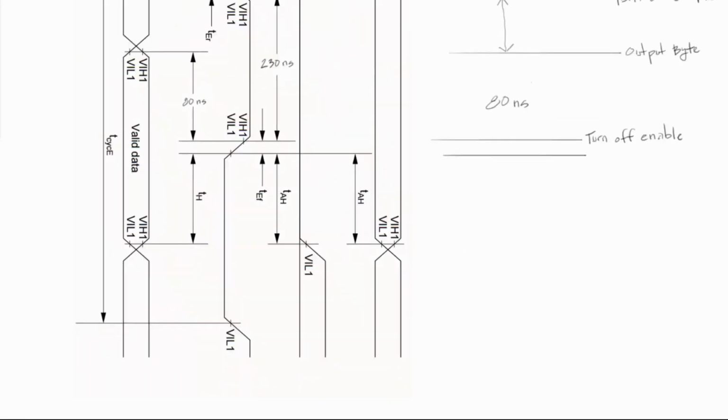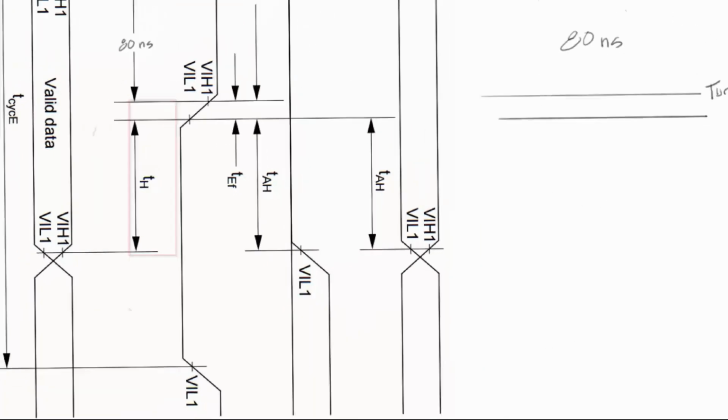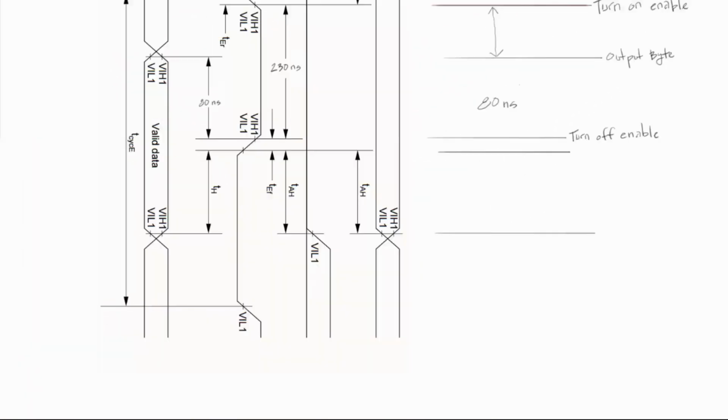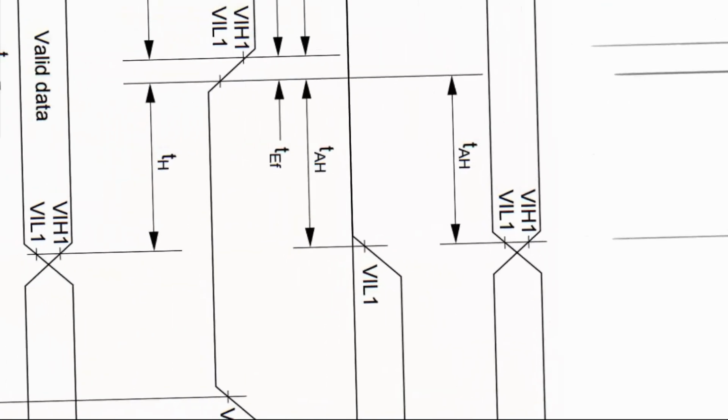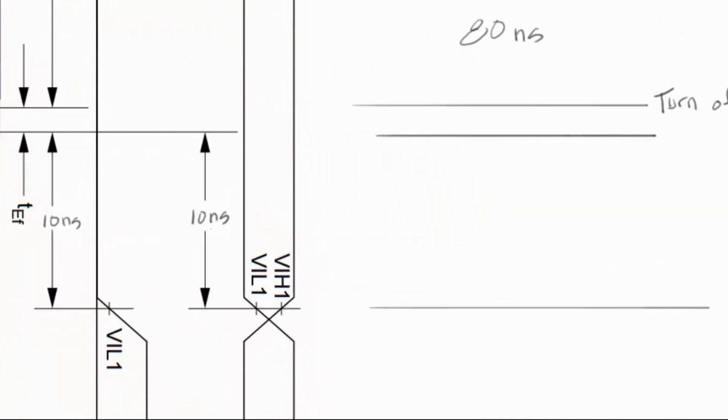After we've turned off the enable, we have to wait this long, the TH, before we can send any more information on the data pins, or before we can change the read write or the register select. Looks like TH and TAH are the same. Let's see what the differences are. TAH is 10 and the TH is 10. 10 nanoseconds. So this is 10 nanoseconds.